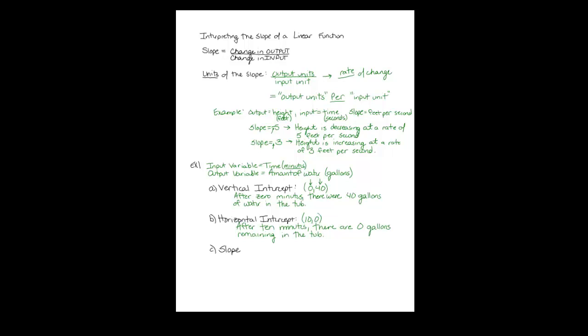Now coming to part C, the slope. It says determine the slope and interpret the meanings. So first we need to determine the slope. So there's y2 minus y1 over x2 minus x1. And looking at our ordered pairs, I'm just going to call this x1, y1, this x2, y2. So 0 minus 40 over 10 minus 0 gives us negative 40 over 10. Simplifying that down, we have negative 4.